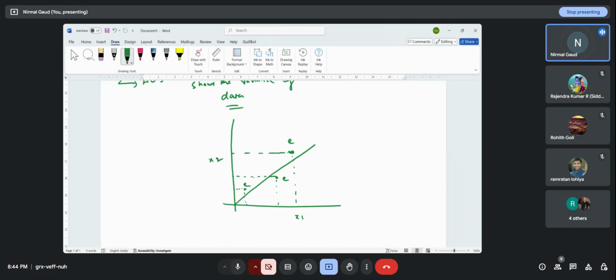If all the points come over the line, then it is the best fit. That means all the training points come over the line. Best fit. But it may produce an issue that is called overfitting. And we don't want overfitting.